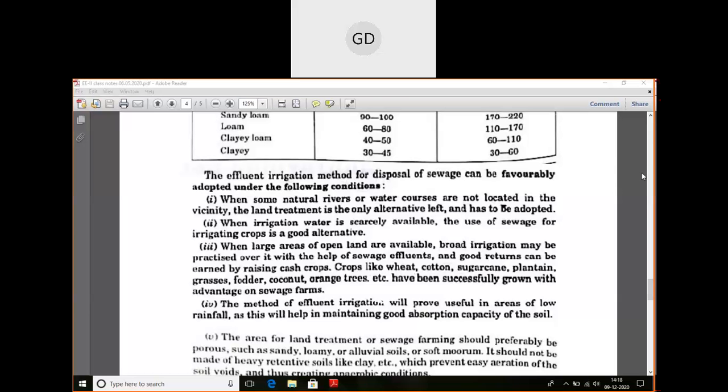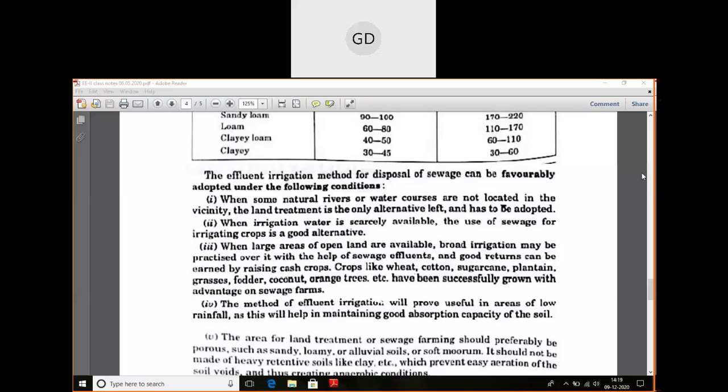Number two is when irrigation water is very scarcely available and the use of sewage for irrigating crops is a good alternative. In a place where there is no water nearby and you need water for irrigating the crops, the sewage water after treatment is a good alternative for irrigating the crops.